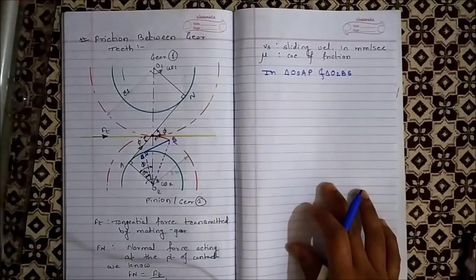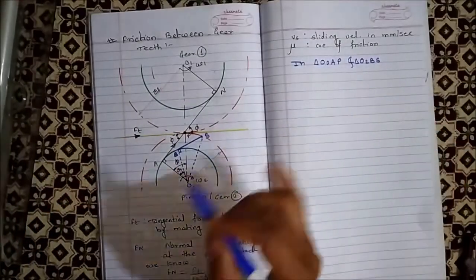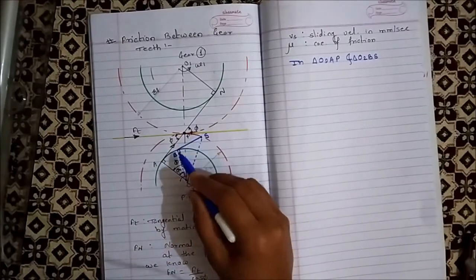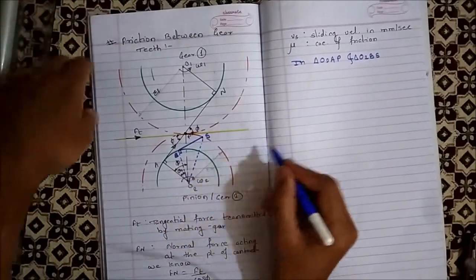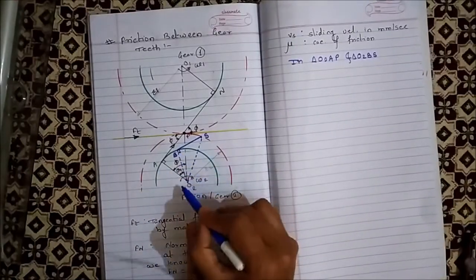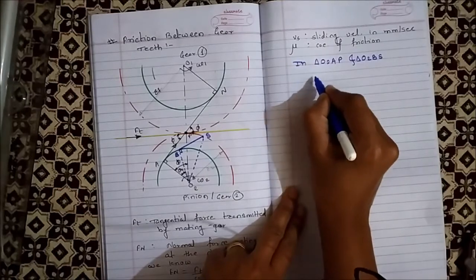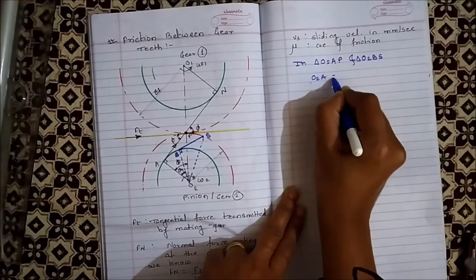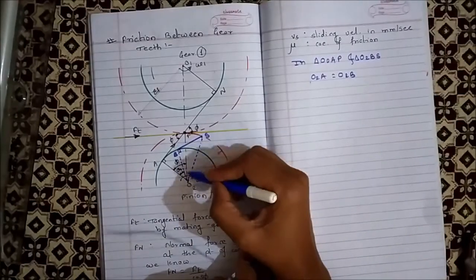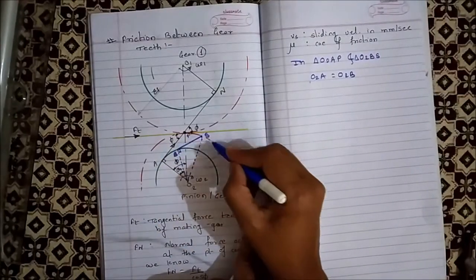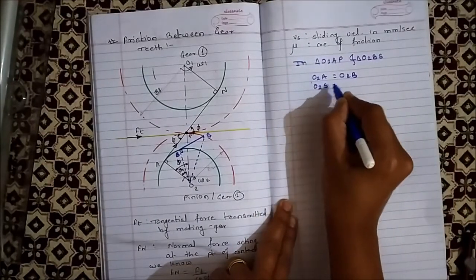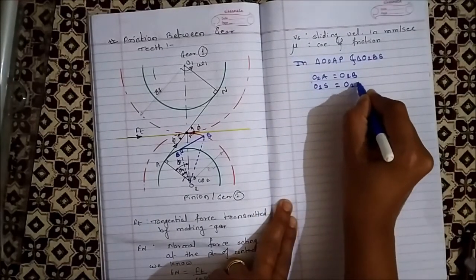Now see the triangles O2AP and O2BS carefully. In these triangles, O2A and O2B are the radii of the base circle, so both are equal. So O2A is equal to O2B. Then O2S and O2P are the radii of the pitch circle. Again both are equal, so O2S is equal to O2P.